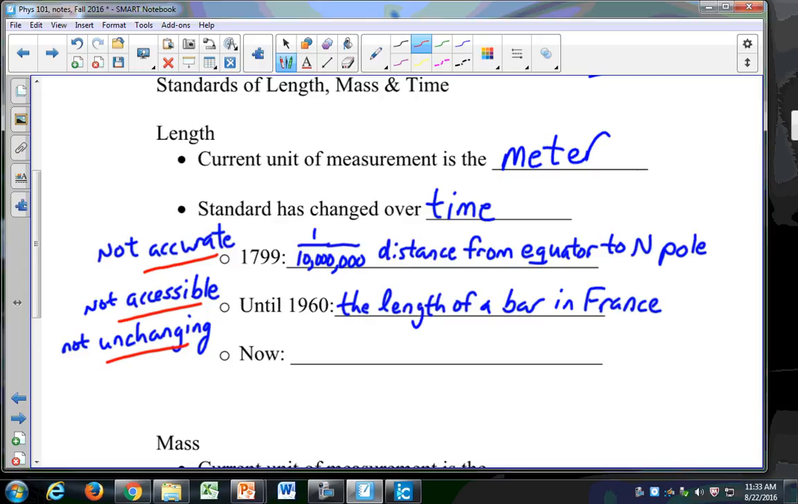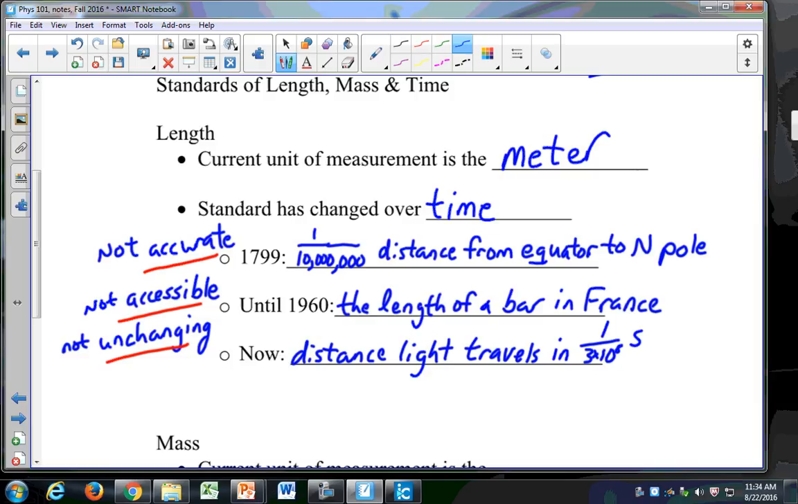Now, the standard, which is a more modern standard, is the distance light travels in a particular amount of time. That time happens to be 1/3 times 10 to the 8th seconds. That 3 times 10 to the 8th, that is the speed of light. And so if you take the inverse of that, that's going to give you the time that it takes for light to travel 1 meter.